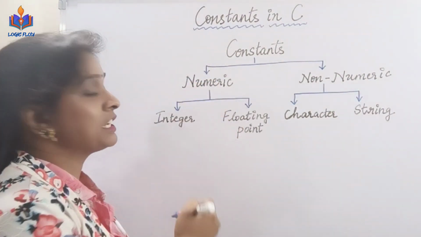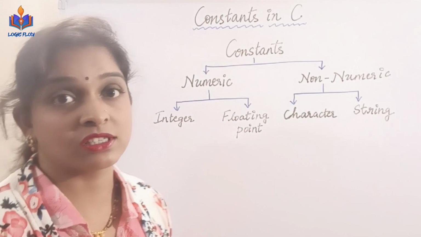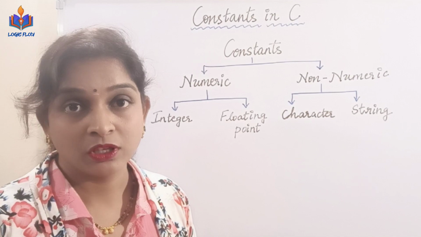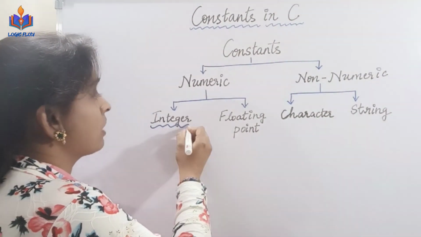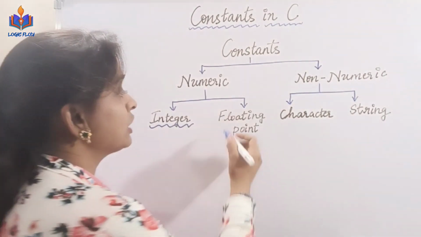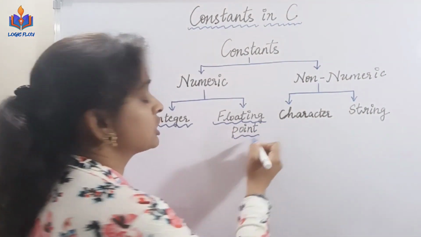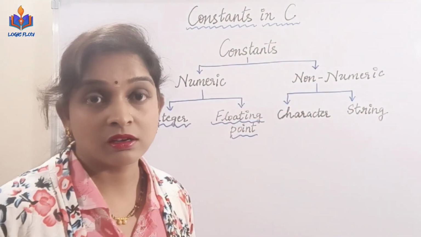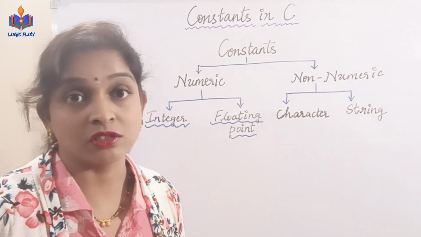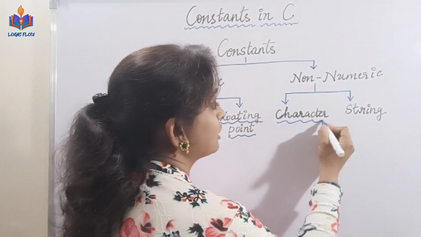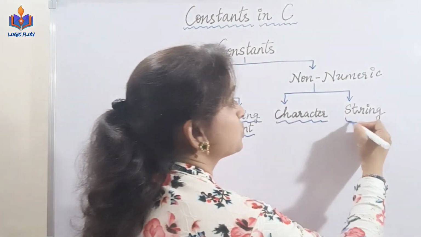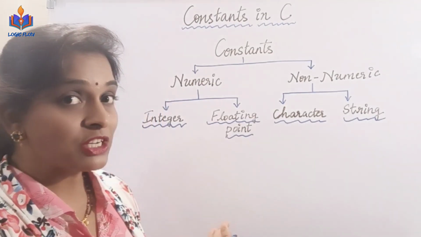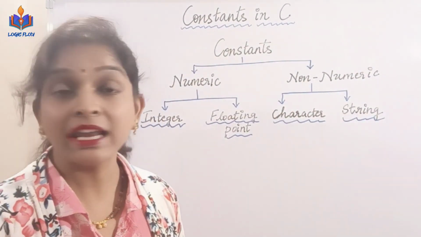When we get into the numeric constants, we have to think about what type of numbers we can store. I can store integer numbers, which are whole numbers, or I can store floating point numbers, which are fractional numbers. Talking about the non-numeric, which is other than numbers, meaning characters, I can have a single character constant or I can have a string constant, which is a sequence of characters. So let us get into these types of constants in detail now.